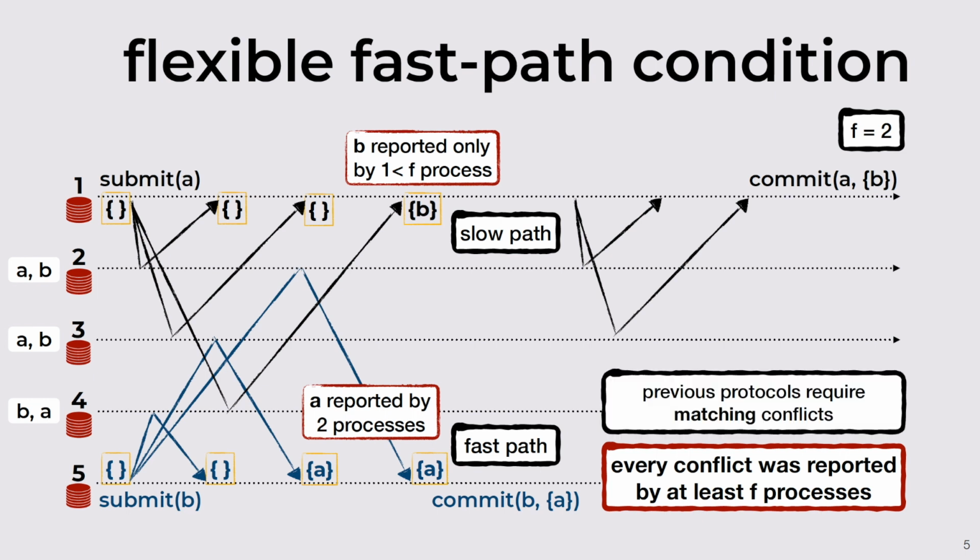Note that previous protocols like Ipaxos require that all processes report the same set of conflicts. For that reason, in Ipaxos, the slow path will be taken for both commands in this example.